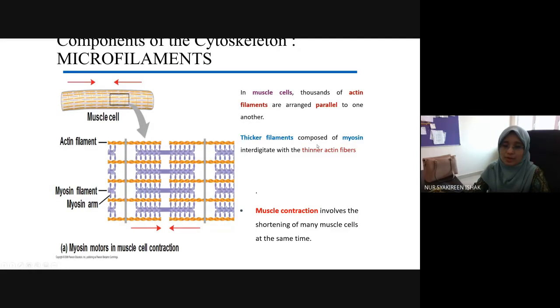So the thicker filament composed of myosin, the blue purplish color here is the myosin, will be in between the actin filament. Okay, so muscle contraction involves the shortening of many muscle cells at the same time. So tengok yang macam apa kat sini ni, we call it as myosin arm. Okay, the movement of the myosin arm will cause the actin filament to contract. Okay, so they will meet each other at this point. Tengah ni. So dia akan menyebabkan pergerakan in this direction lah. Alright.